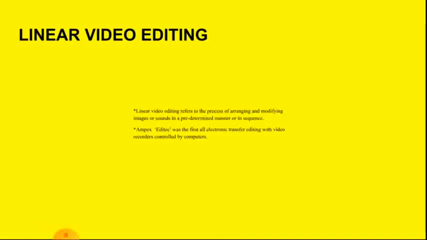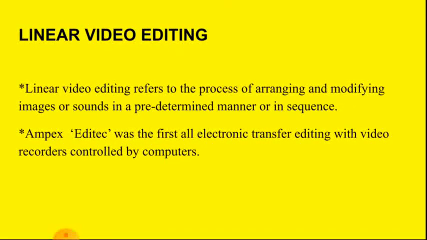Linear video editing. Linear video editing refers to the process of arranging and modifying images or sounds in a predetermined manner or in a sequence. Ampex Editech was the first all electronic transfer editing with video recorders controlled by computers.